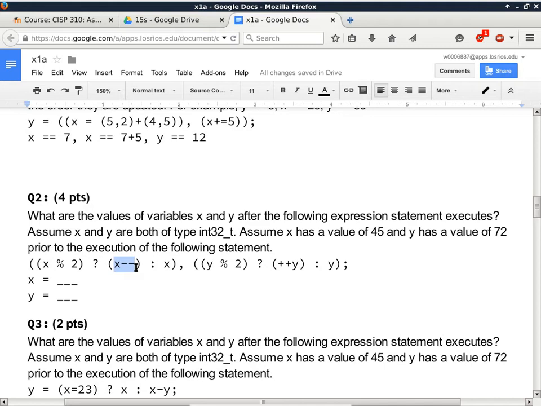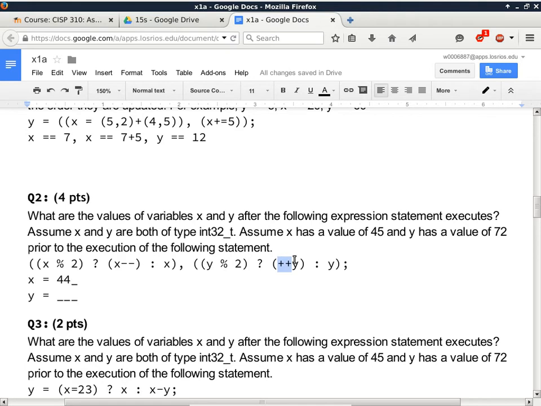Now, whether it's a pre-decrement or post-decrement actually does not matter in this case, because nobody cares about the value of the ternary operator anyway. It's not used in an assignment operation or being passed as an argument. So that means we only really care about the side effect of x minus minus, which is x becomes 1 less than what it used to be. So x started off with a value of 45, it now becomes 44. Is that okay?